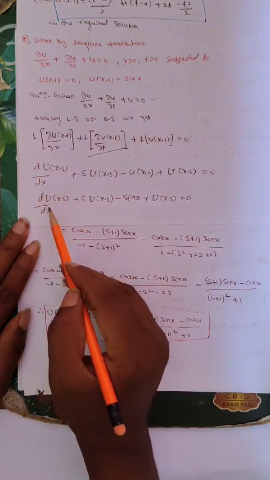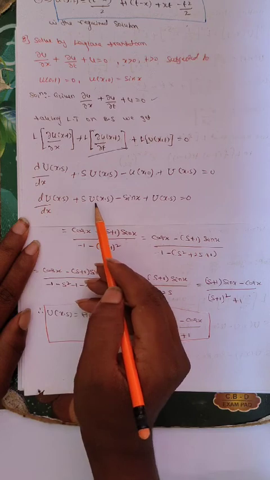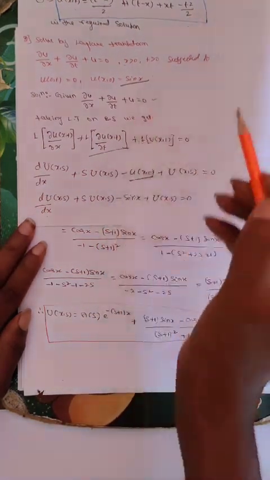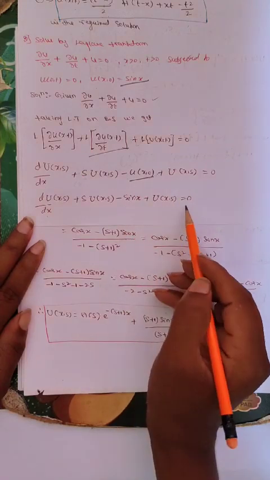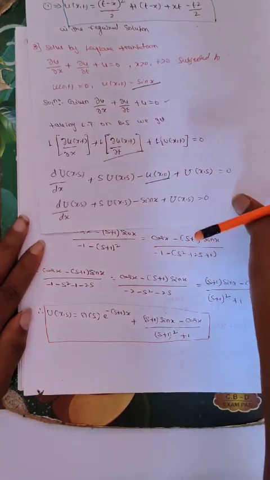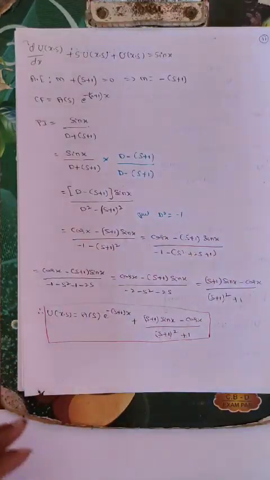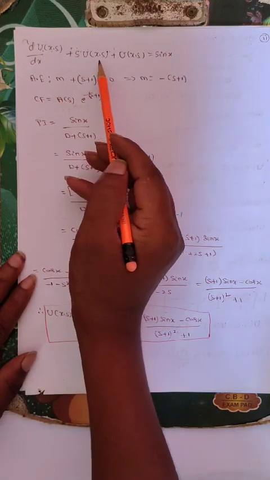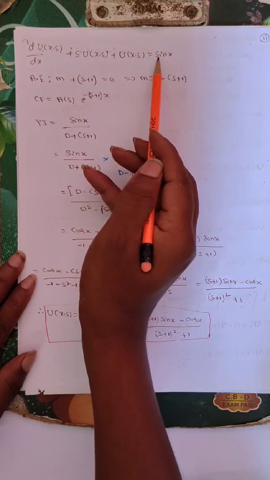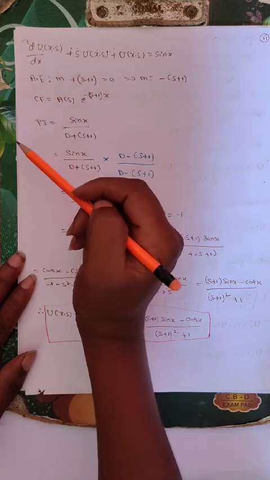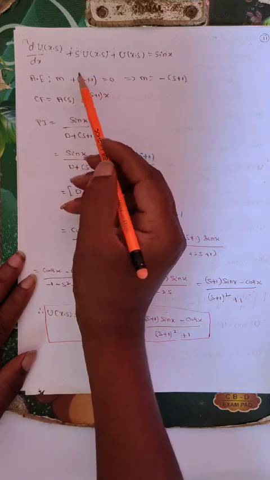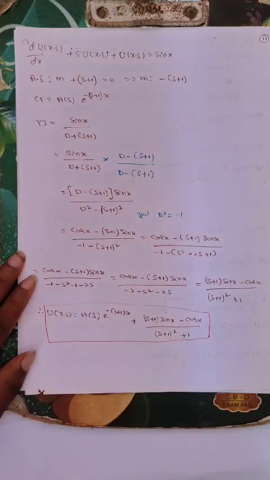This implies dU/dx plus s U(x, s) minus u(x, 0), which is given as sin x, so minus sin x, plus U(x, s) equals 0. Now dU/dx plus s U(x, s) plus U(x, s) equals sin x. Now this is a differential equation. We are going to find the complementary solution and the general solution.